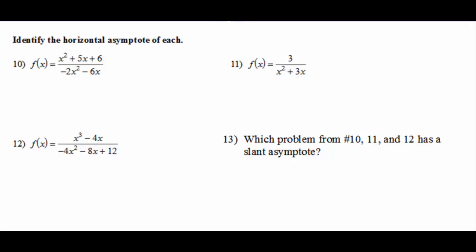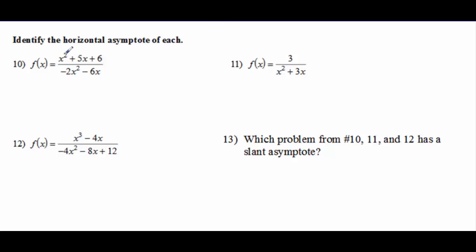10 through 12, and then 13 is also related to that. 10 through 12 are asking you to identify the horizontal asymptote of each. Technically, you can graph these and use the picture of the graph to help you with this, but if you don't understand the math behind it, you're probably not going to be able to read the graph very well anyway.